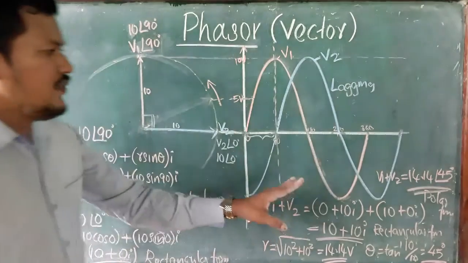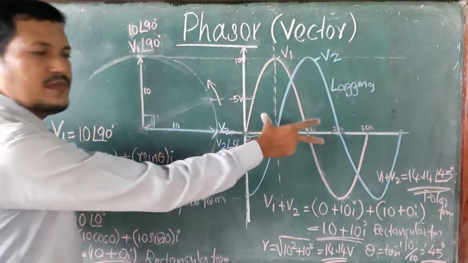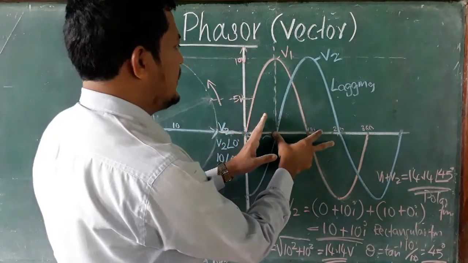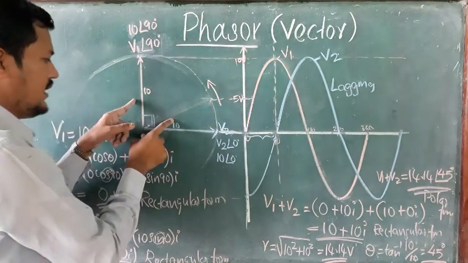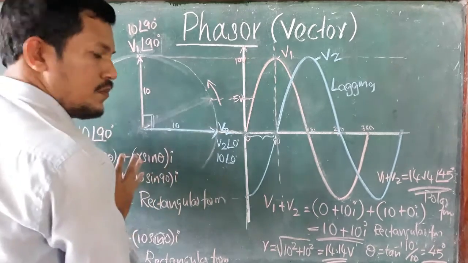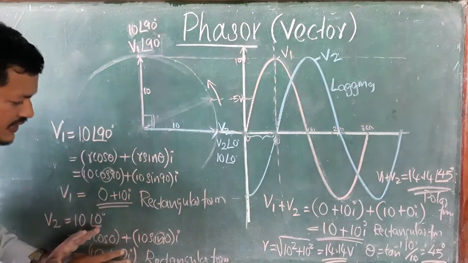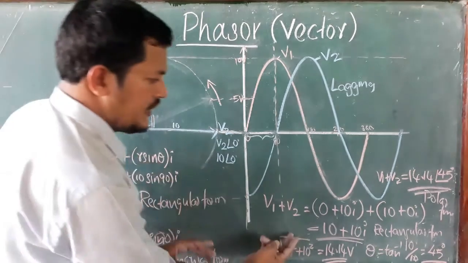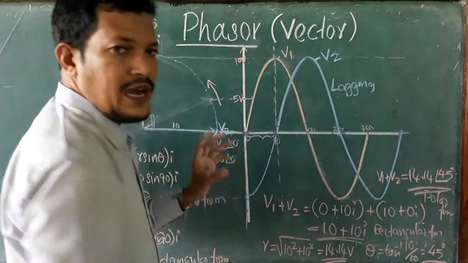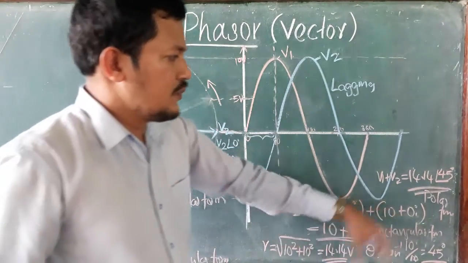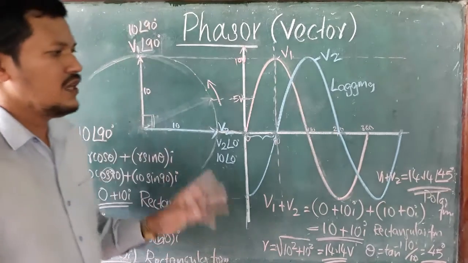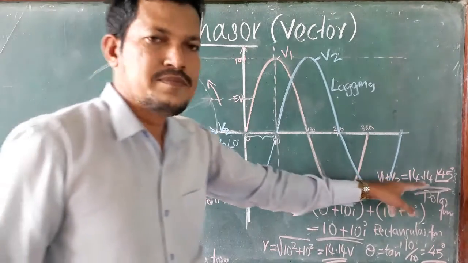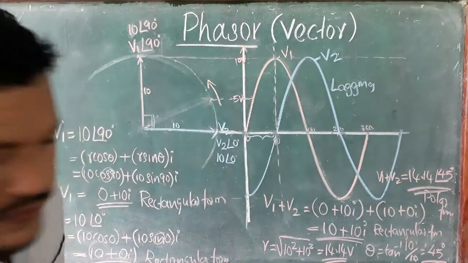Clear. So where did we start? We started from two alternating quantities. We converted them into phasors, again the phasors in polar form. Polar form we converted into rectangular form. In rectangular form we added, and we got the output in rectangular form. Again we converted into polar form. So now we got the polar form output.